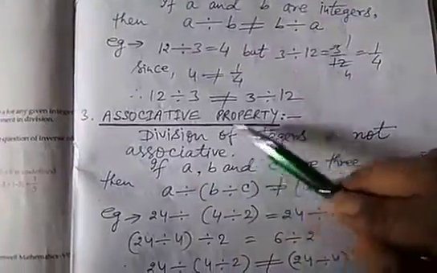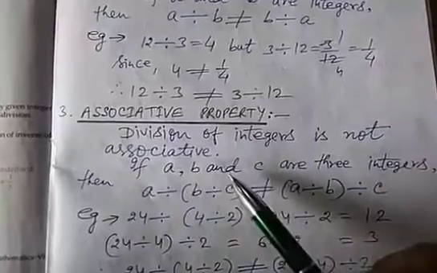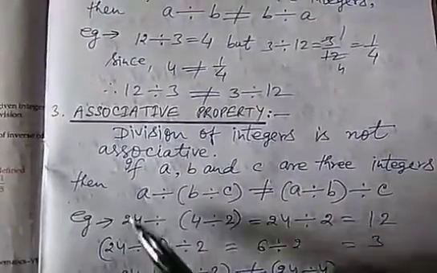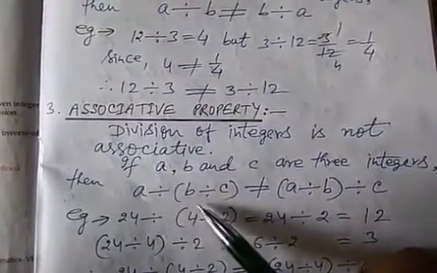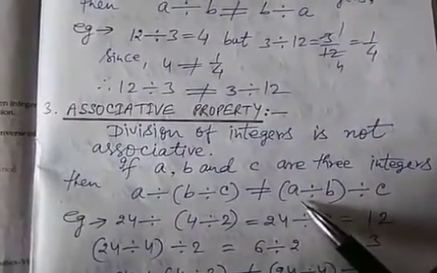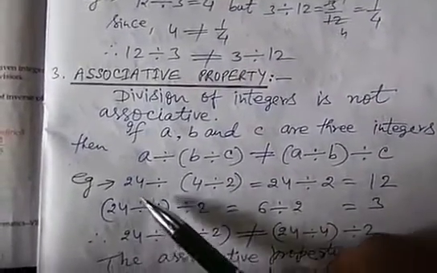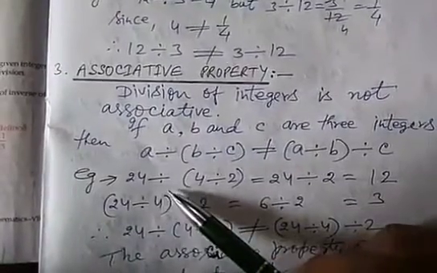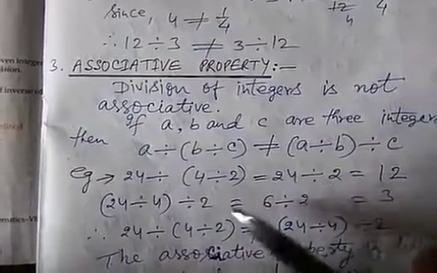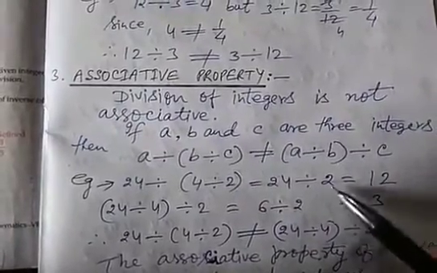Now, third property is associative property. Division of integers is not associative. If a, b and c are three integers, then a divided by (b divided by c) is not equal to (a divided by b) divided by c. For example, 24 divided by (4 divided by 2) is equal to 24 divided by 2. 2 twelves are 24.